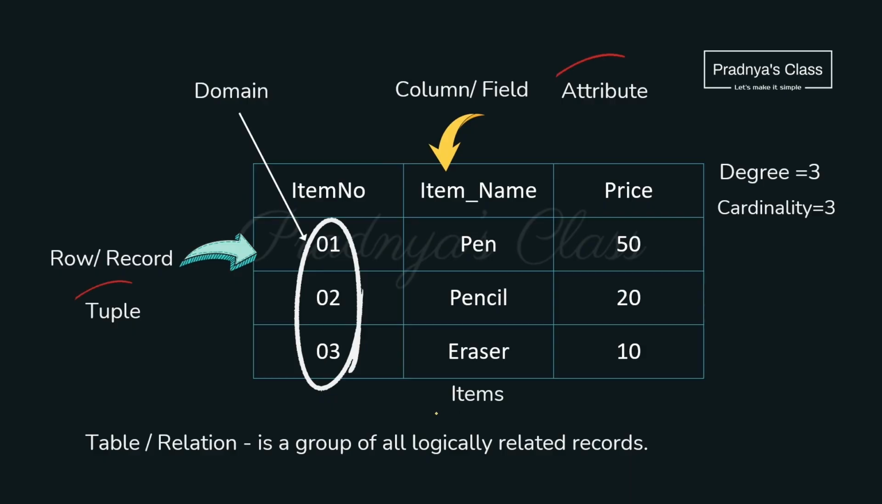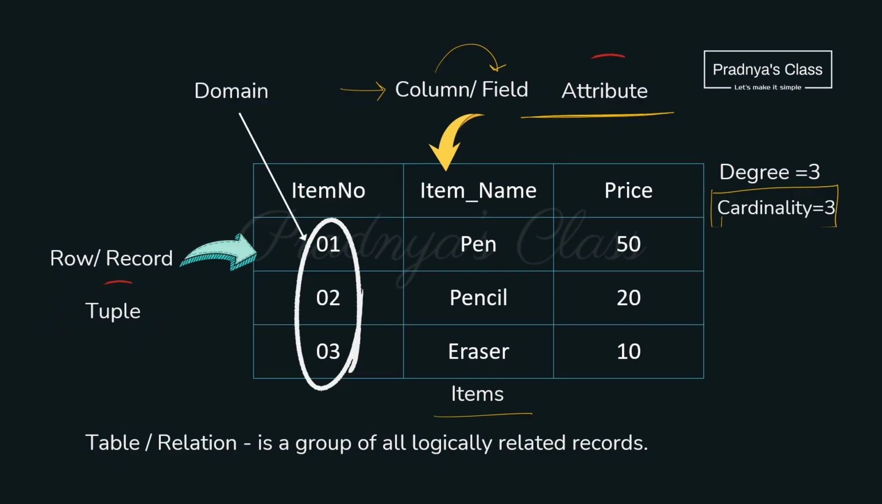Look at the simple table items in which we are storing the details of the item. We have column, item number, item name and price. Column is also called as field, but we will keep this word in mind for column. It is nothing but attribute. So all these three terms means the same. Regarding that only there is one more term, that is nothing but degree. Degree is number of columns. In this table there are total 3 columns, that's why degree is 3.